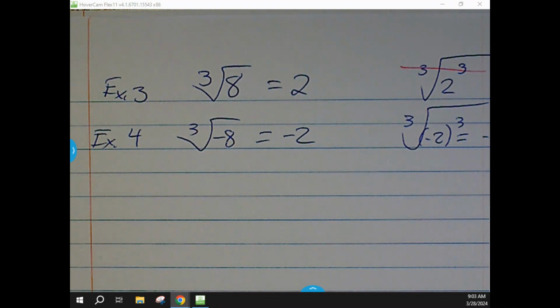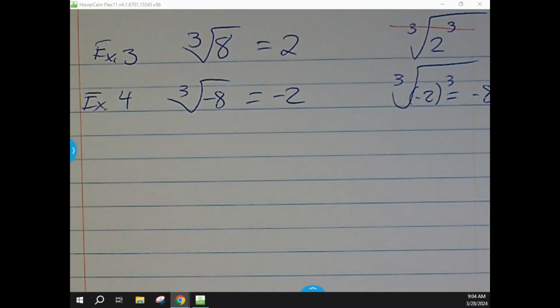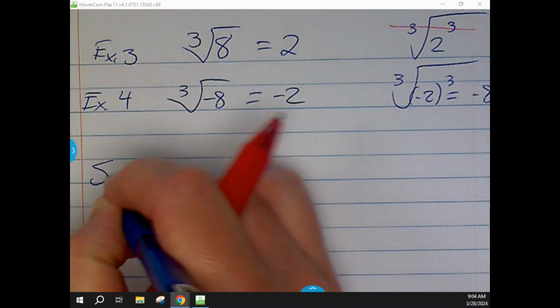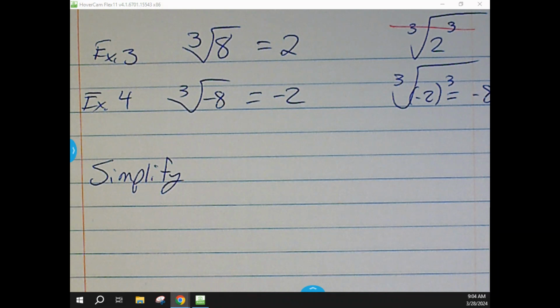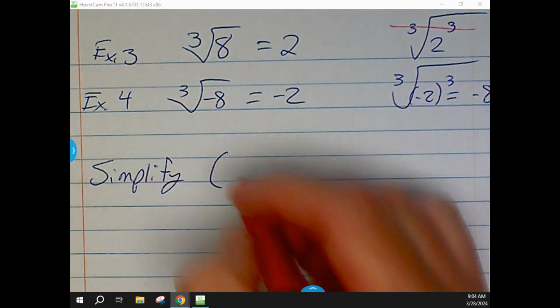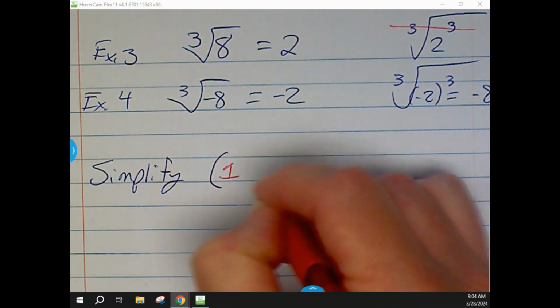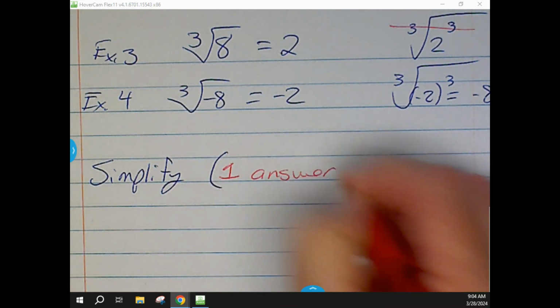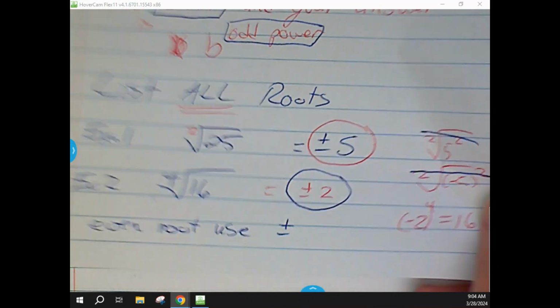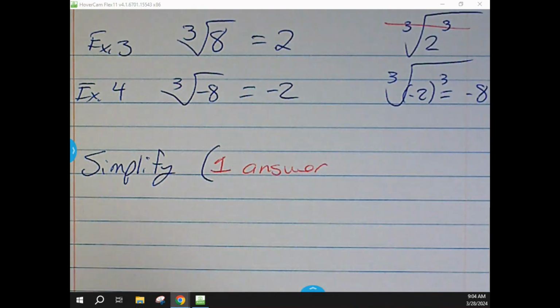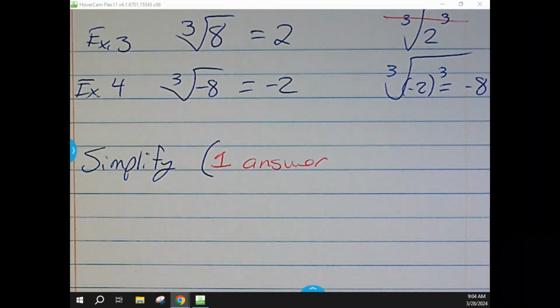Okay, so now here's where we're going to go. We're going to break away from listing all the roots, because some of the homework will ask you to list all. Now we're going to have some of these that we're just going to simplify, which means we're just going to need one answer. Okay, so they ask you to simplify. We only need one answer. We don't need the plus or minus like we did back here when it said list all the roots. We're going to assume that if we do the square root of 25, the answer is just 5. We're not going to put the plus or minus.